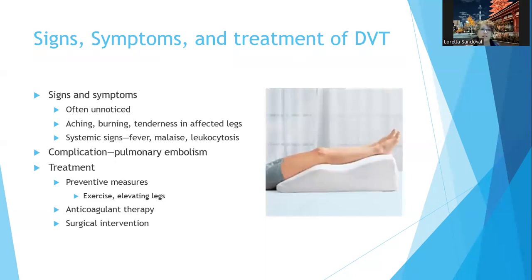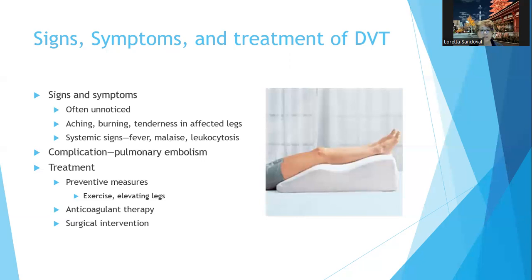So signs and symptoms can often be unnoticed. It can be aching, burning, or tenderness in the affected legs. You can have systemic signs like fever, malaise, leukocytosis, almost like you have an infection. Sometimes there is a diagnostic test called the Homan sign, where you have someone prone with their feet hanging off the edge of the table and you squeeze their calf, and it elicits pain, more than just the pain of being squeezed. And the complication is that a clot could break off and go to your lungs for a pulmonary embolism, or to your brain for a cerebral embolism, so that's not good.